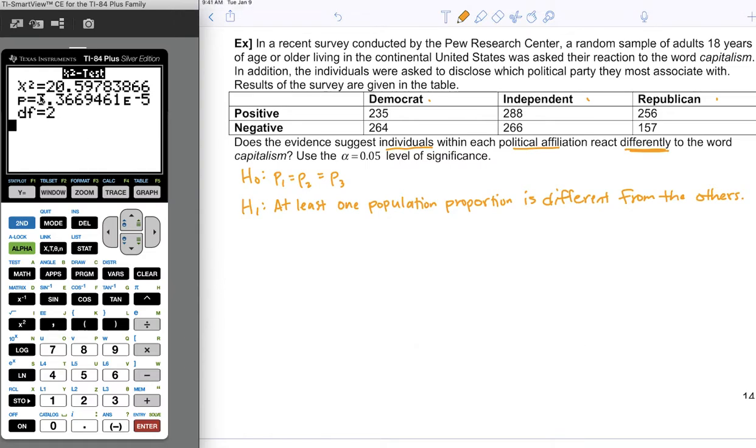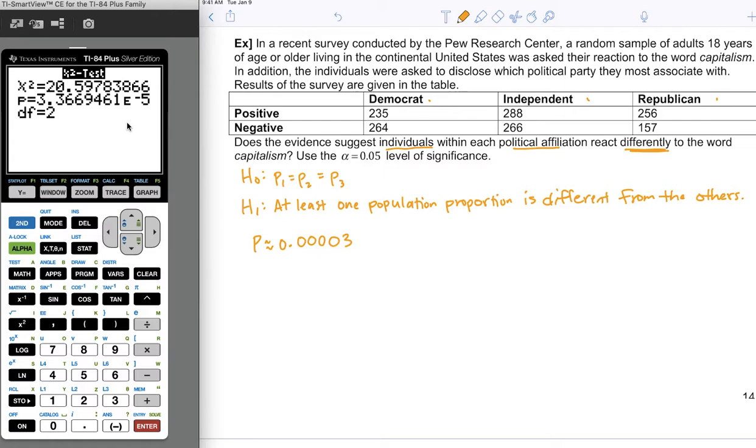Okay, so this is quite a low p-value. You can see because it's in scientific notation. I'm going to write it out in standard notation. P is approximately equal to 0.00003. So because of the e negative 5, I just moved the decimal 5 places to the left.